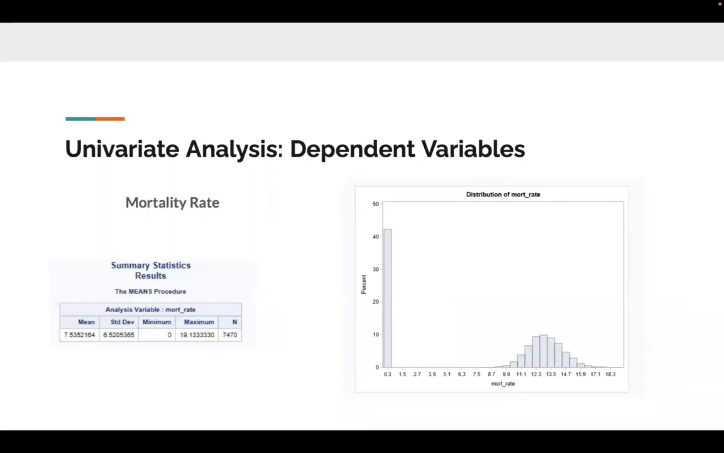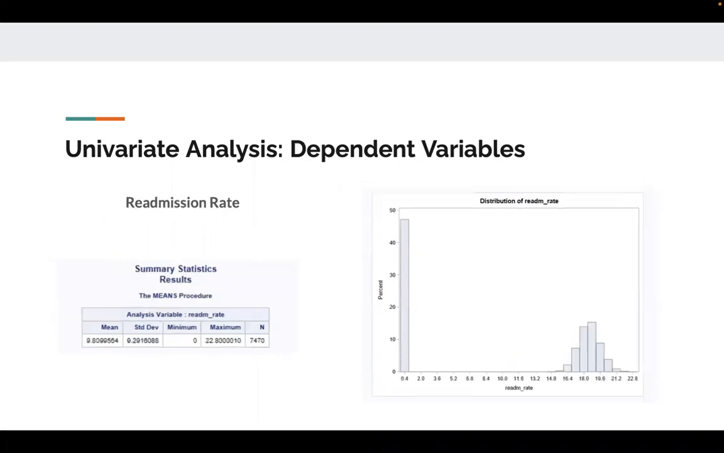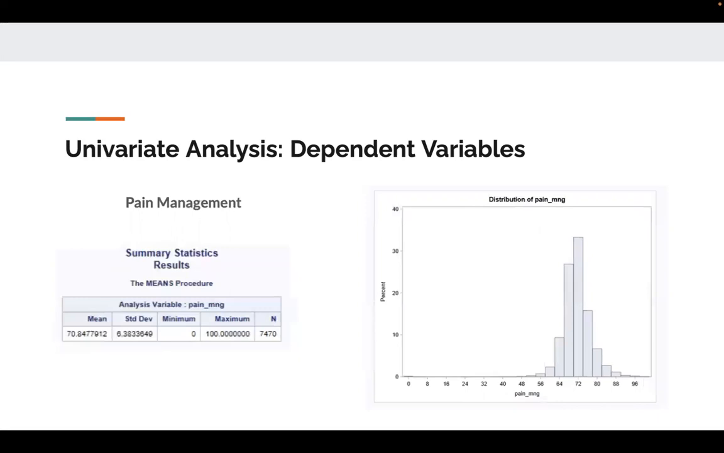So now moving on to the univariate analysis of our dependent variables. So we have our mortality rate. When you are looking at this, we were able to see all of those different analysis variables, and all the data that was provided was representative of an estimated 8.7% to 17.2% of the mortality rate. For our readmission rate, most representative estimated of a 15% to 22.6%. For pain management, it's estimated 45% to 98% of our pain management rate were represented by the hospitals in the data set.